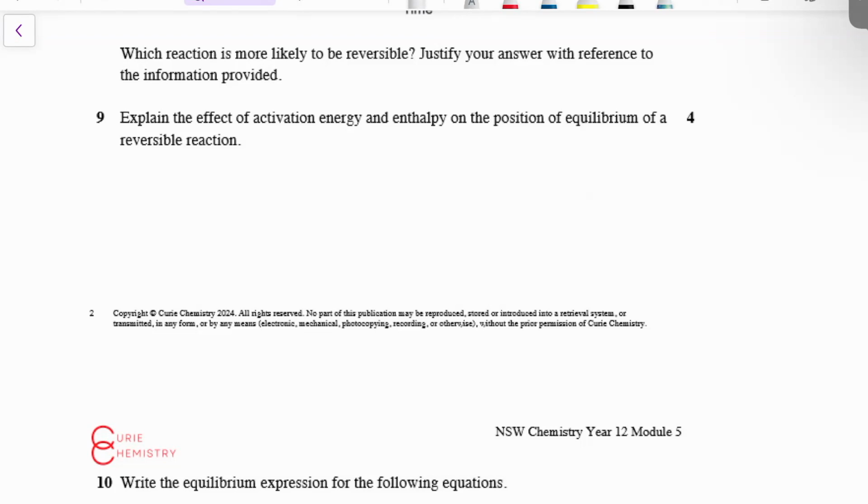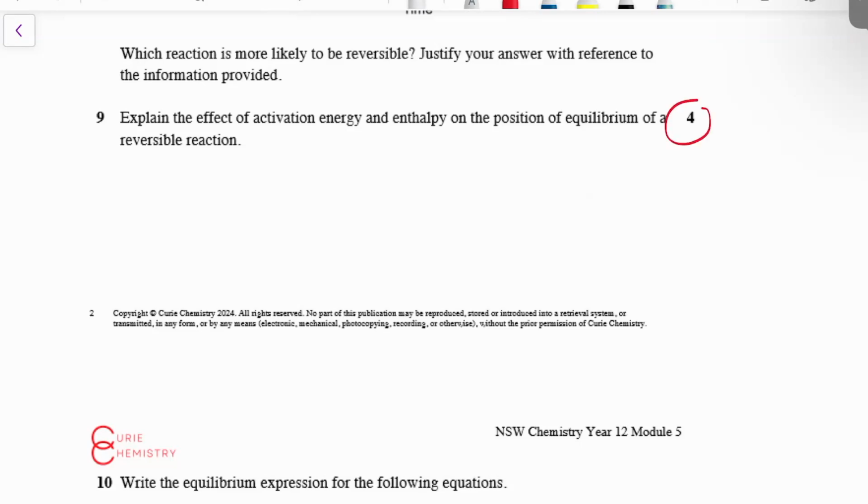Now this question's not asking you if it's reversible or irreversible, though. It's asking you, if the reaction is already reversible, where is the position of equilibrium going to lie? So we said if the activation energy of one side is lower than the other, it's going to prefer that side, which basically means the position of equilibrium is slightly shifted towards that side.